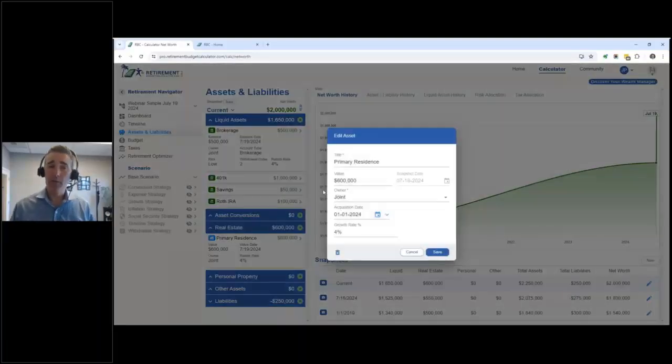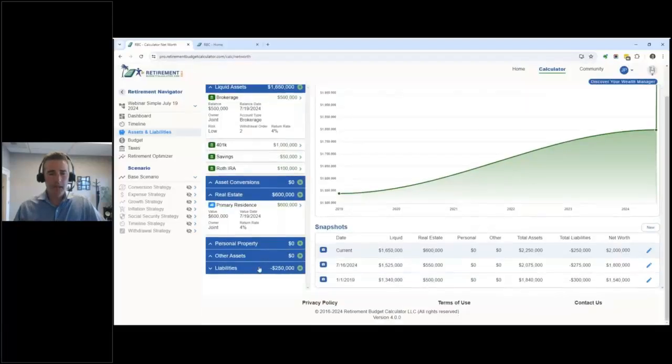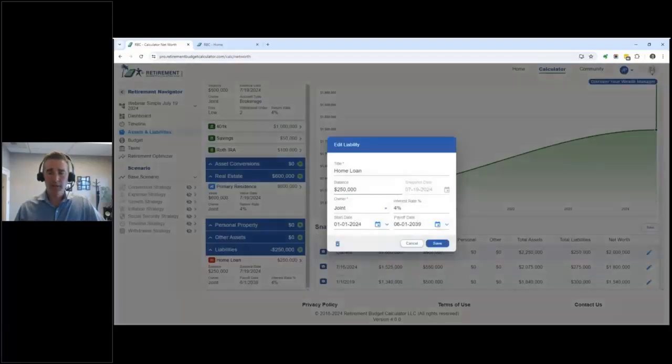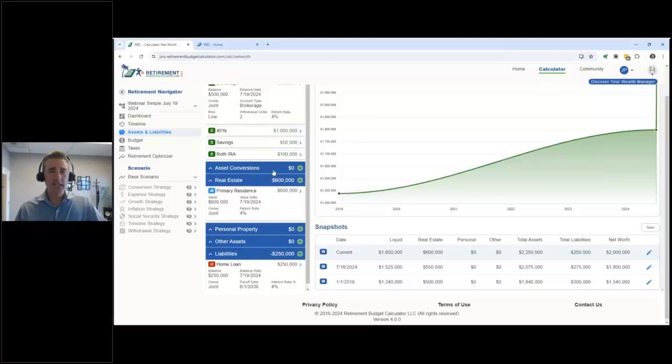One of the new things that we added to RBC Pro 4.0 is the ability to assign a growth rate to your real estate. So we'll put in $600,000 and say, again, using a conservative rate of return, that our real estate appreciates at 4% per year. And then they have a liability. So down here you can see they've got $250,000 on a liability, and it's their mortgage. It's going to be paid off in 15 years in 2039. Okay, so that's assets and liabilities.